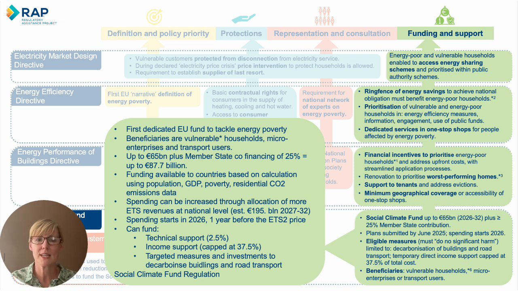Important to say here, vulnerable is actually quite a broad definition in the Social Climate Fund regulation. It's households affected by energy poverty, low and middle income households, and those significantly affected by the price. Spending in the fund is up to about 65 billion over the period, plus 25% co-financing, making up to just under 90 billion. It's really clear that that is not enough. So I think we are really going to need to look to other forms of funding, particularly the existing revenues received by member states from ETS1 and the new national revenues from ETS2 to supplement this.